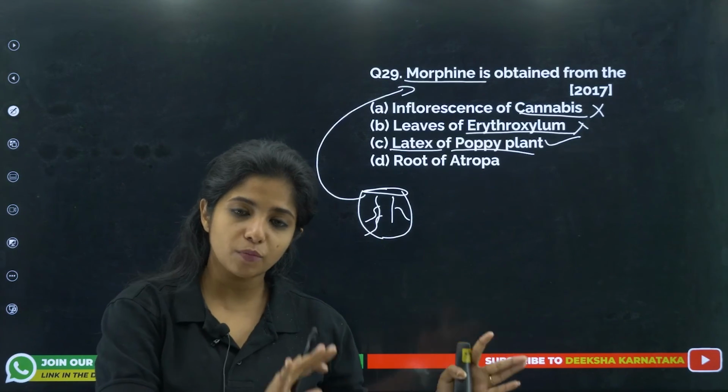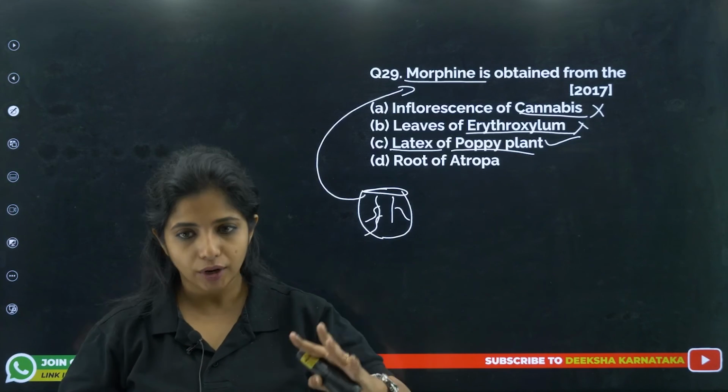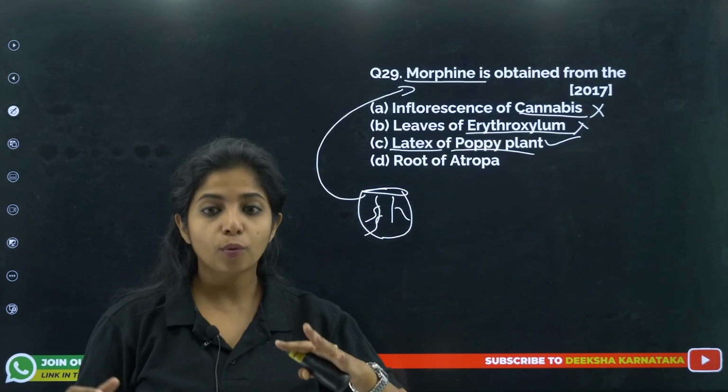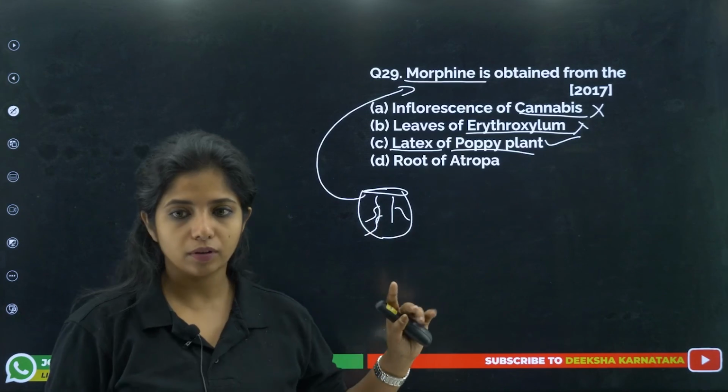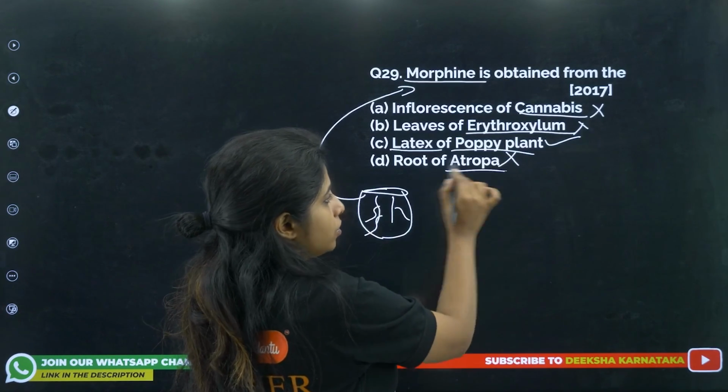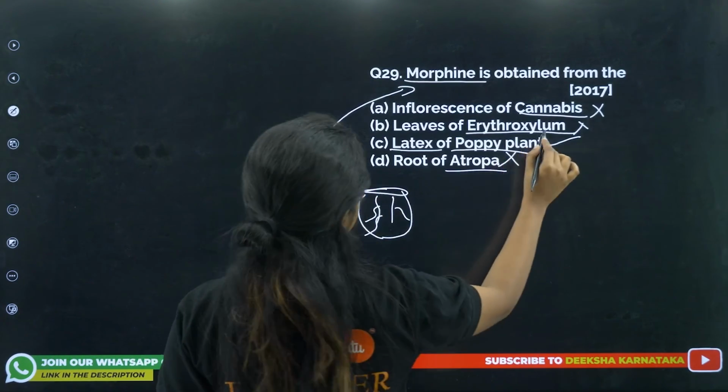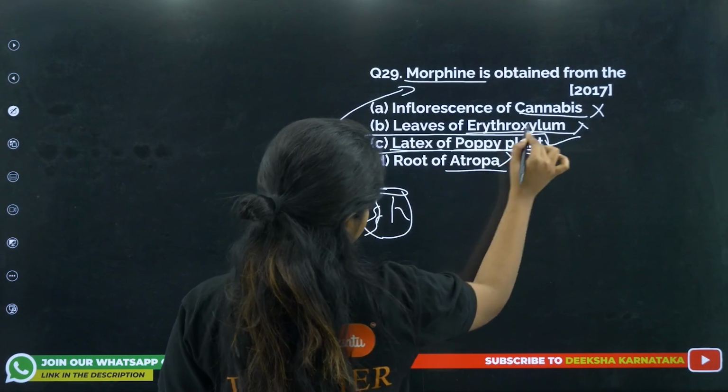Then you do some more changes in morphine, like deacetylation, and you get heroin. That is the next opioid drug. Both of them come under opioids. Root of Atropa belladonna, no, children. So this is the correct answer for this.